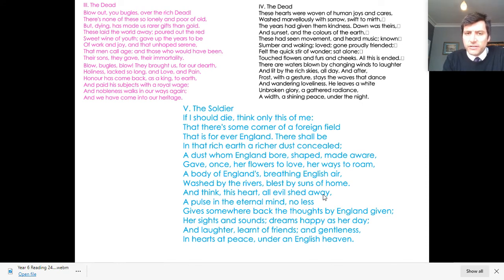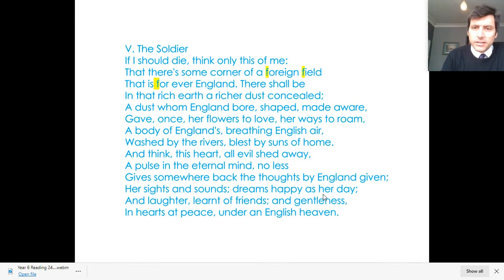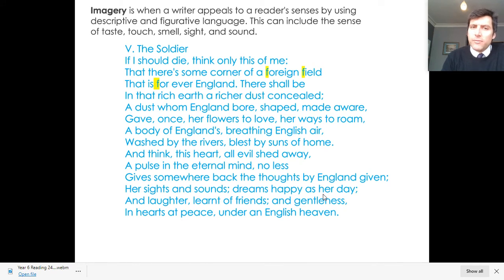So again, here we've got this idea of the soldier thinking back to his time in England. Some corner of a foreign field that is forever England. So where he dies, where he fought, is forever England. Foreign field, forever England. That alliteration being used there. We've also got this imagery when our senses are appealed to.